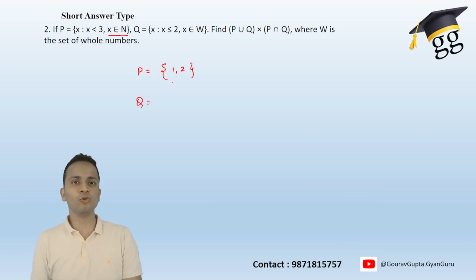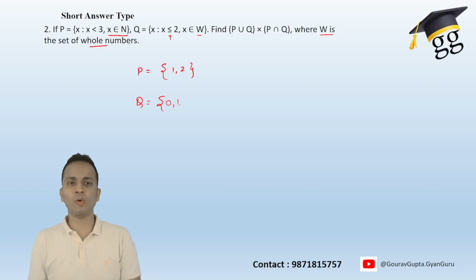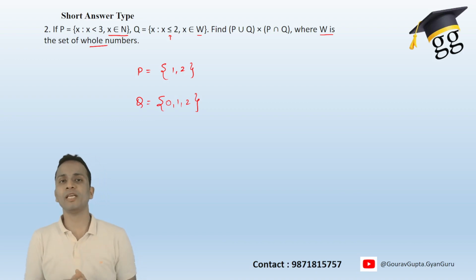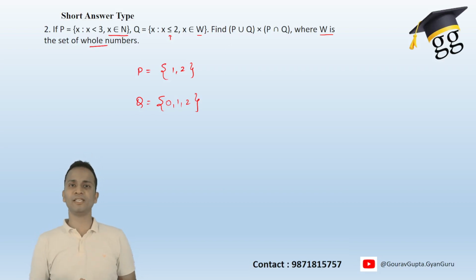Now talking about Q is equal to {x such that x is less than or equal to 2}. Look at this sign. It is less than or equal to 2, and x belongs to W. W is defined as the set of whole numbers. Whole numbers start from 0, so the set Q will be {0, 1, 2}. There will be three elements. Why have I included 2? Because it says x is less than or equal to 2, so the element 2 will also be included in set Q.